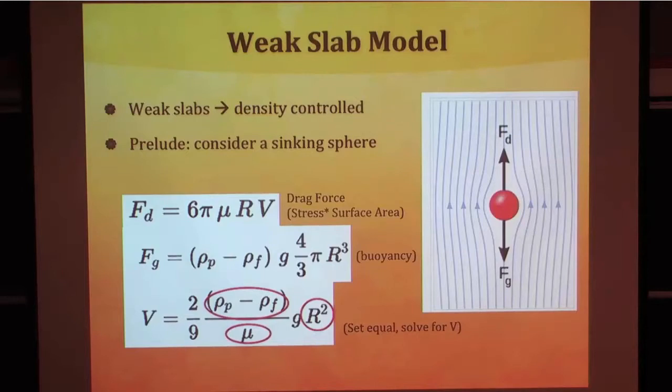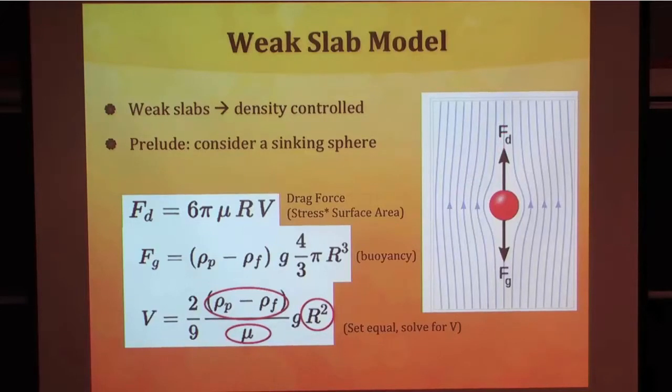The important thing to think about in terms of sinking, of just the buoyancy of the slab, is you can use a sinking sphere model. So here's a sinking sphere in a viscous material. The flow is going up around it relative to the location of the sphere. You have the gravitational force from the density difference between the sphere and the surroundings, and then you have the drag force from the viscous flow around that sphere.